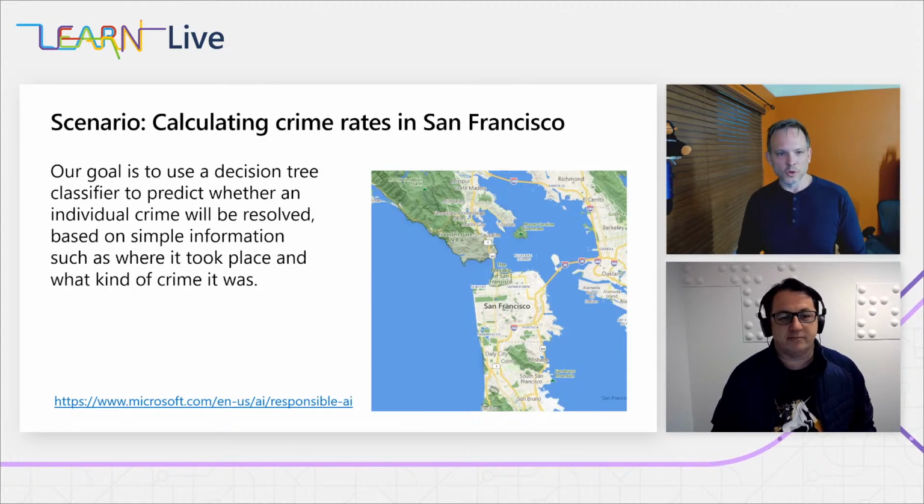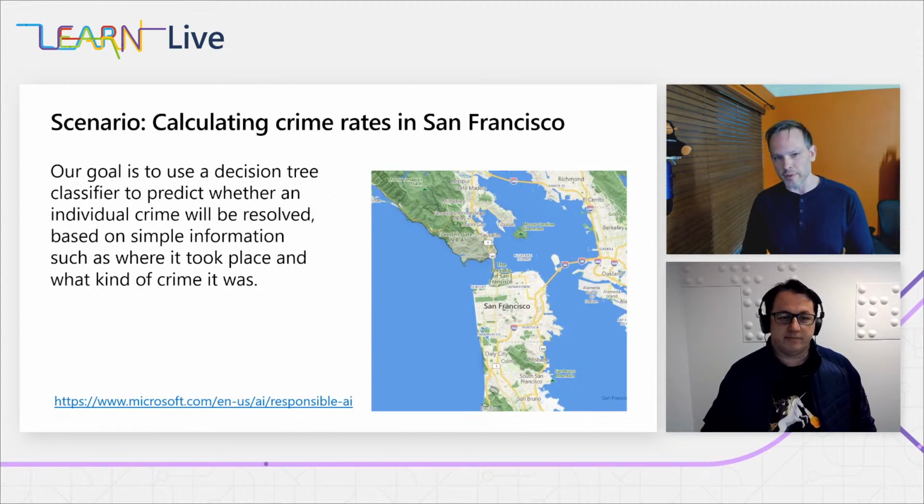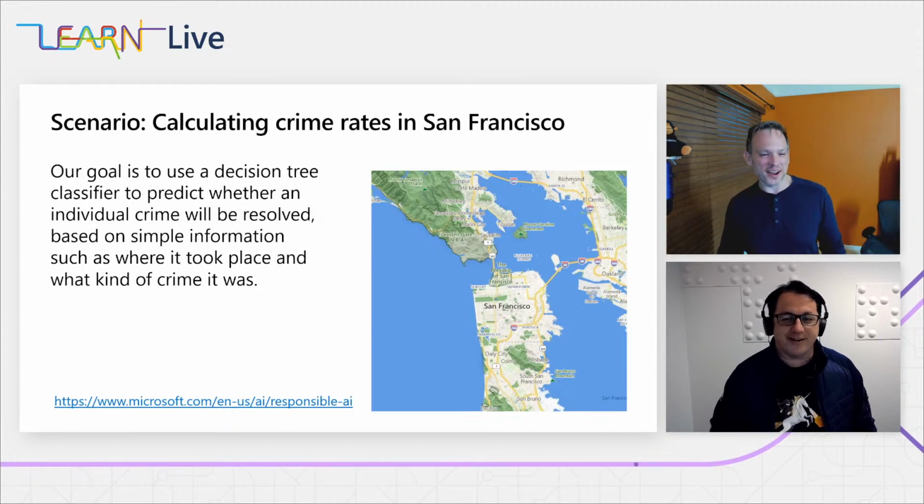or the likelihood of it being solved. A not good example of responsible AI would be, for instance, to use this data to decide where to commit my crimes. Yeah, that would be bad. So I won't do that.